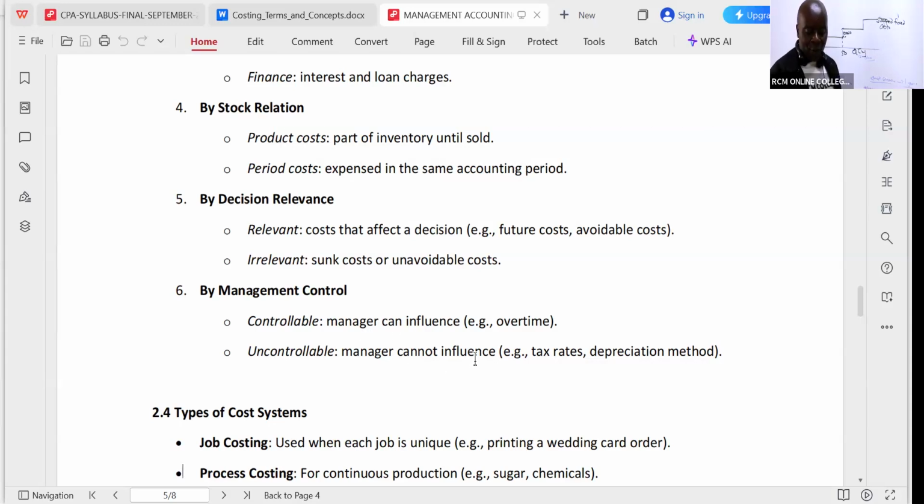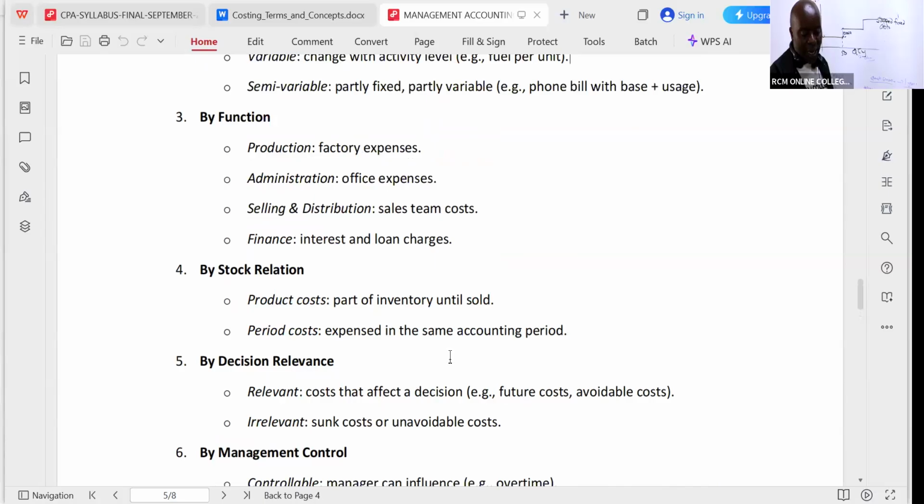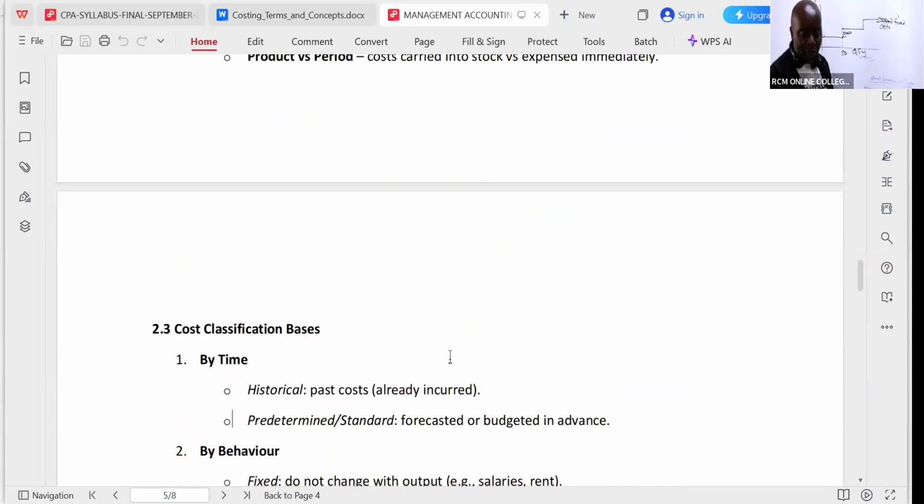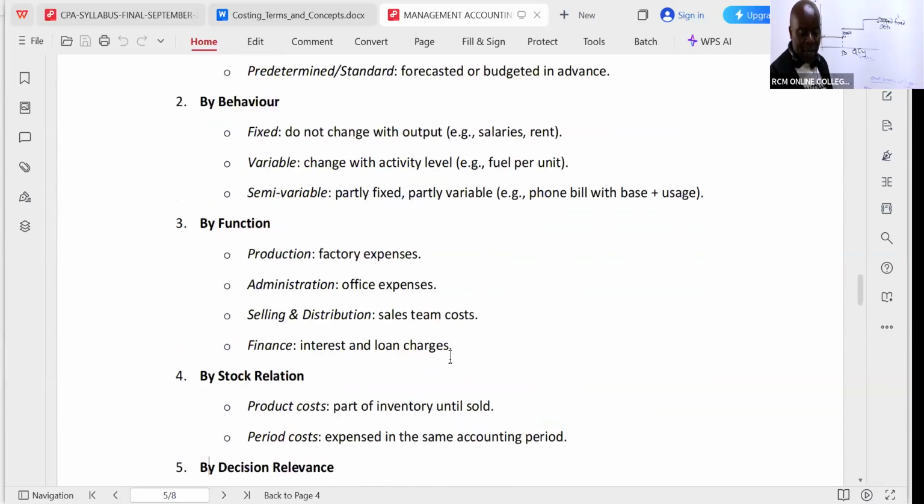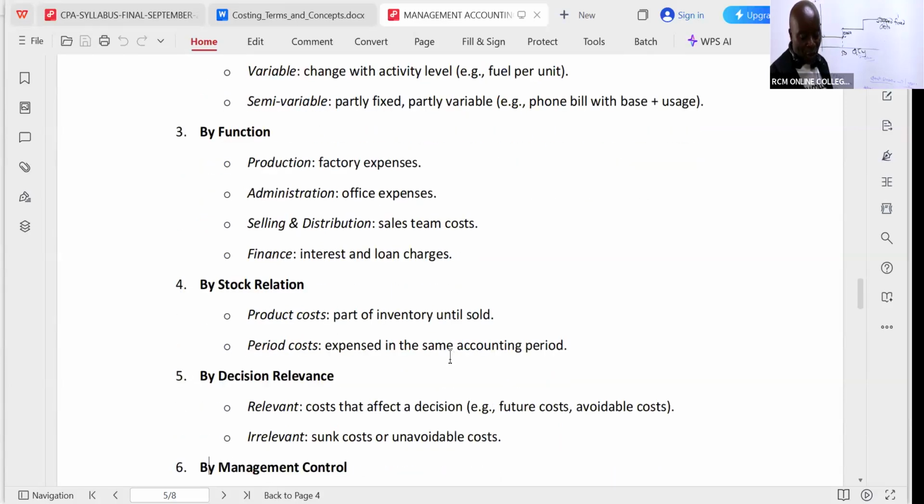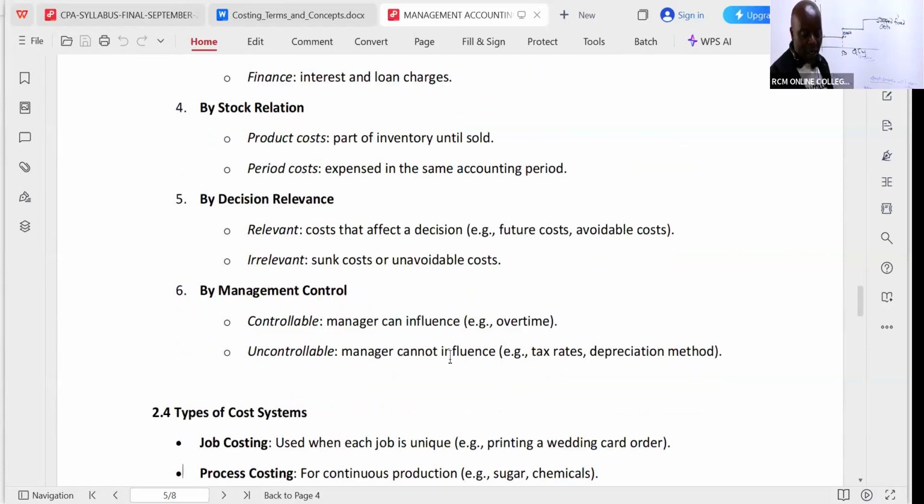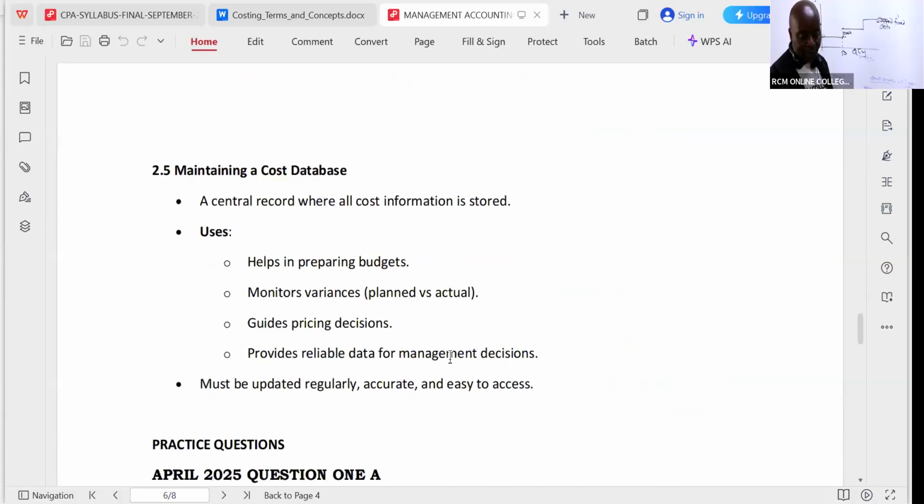Uncontrollable, manager cannot influence, e.g. the tax rates. It's 30%, it's 30%. You can't influence that. Depreciation method, the moment you have decided, it will be like that. We have a rent. There is nothing you can ever do to reduce rent. You can be a good negotiator, but if it's contractual, that will be it. So, ladies and gentlemen, never forget that whenever we are looking at cost classification, we have classification on time basis, classification by behavior, classification by functions, stock relation, by decision relevance, and by management control.